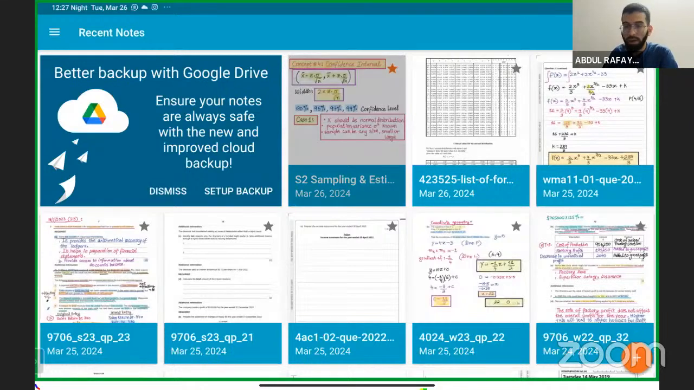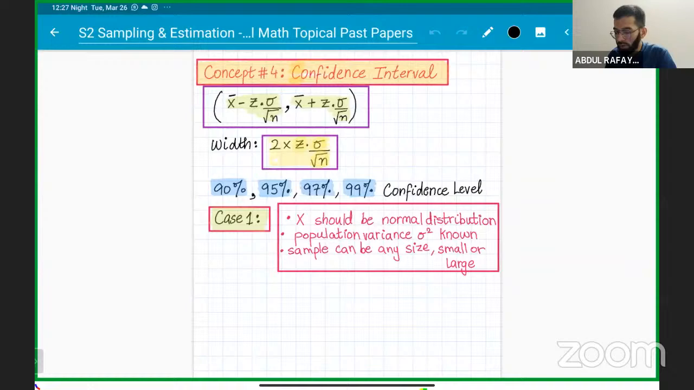Hope everyone is fine. Okay, so we are going to discuss confidence interval. And already this is concept number four we have started talking about in the video lecture. And this is case number one. So we'll try to understand what was case number one.